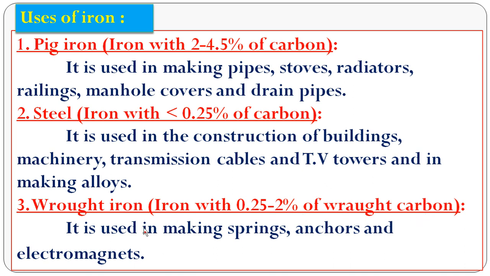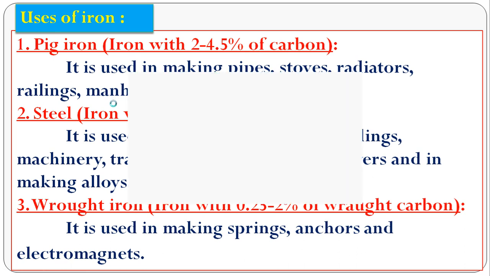This wrought iron is used in making springs, anchors, and also it is used in electromagnets. So these are the uses of iron.